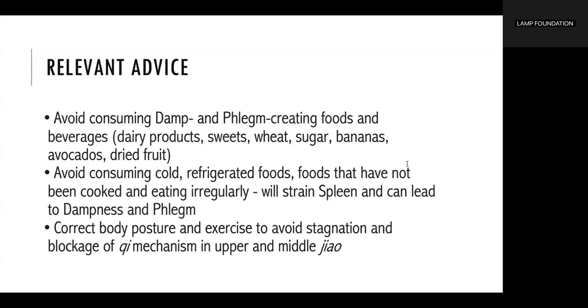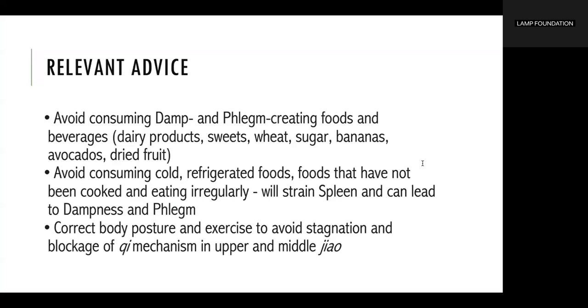It is essential that the person with damp phlegm in the lung avoids consuming damp and phlegm-creating foods and beverages, especially dairy products, sweets, wheat, sugar, bananas, avocados, dried fruit, and so on. They should also avoid consuming cold, refrigerated foods, foods that have not been cooked, and eating irregularly, as this will strain the spleen and can lead to formation of dampness and phlegm.